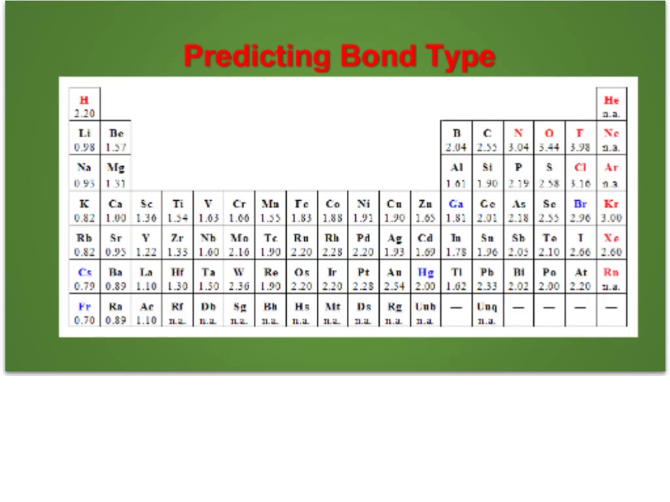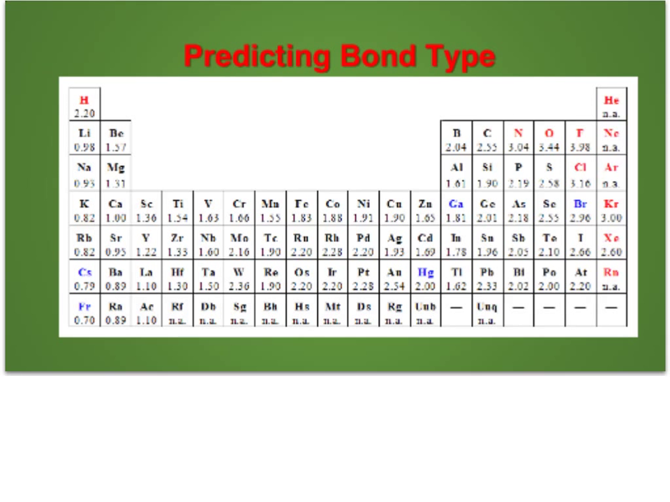We want to find the bond type that exists between sodium and chlorine in sodium chloride. So first, you're given a value of 0.96 for sodium. Well, I have 0.93 here, but we're going to use your values. And you're given 3.00 for chlorine. I have 3.16, but we're going to go with your values. So for sodium and chlorine, all you have to do is find the difference between these two.